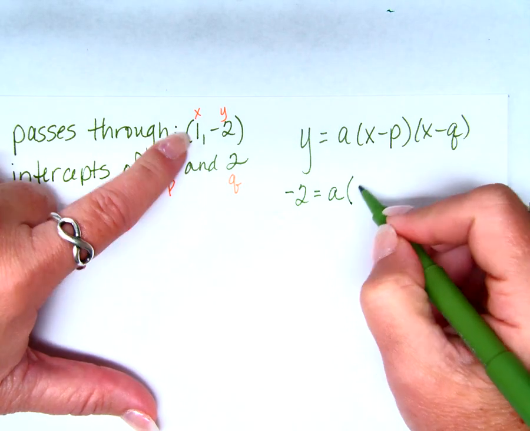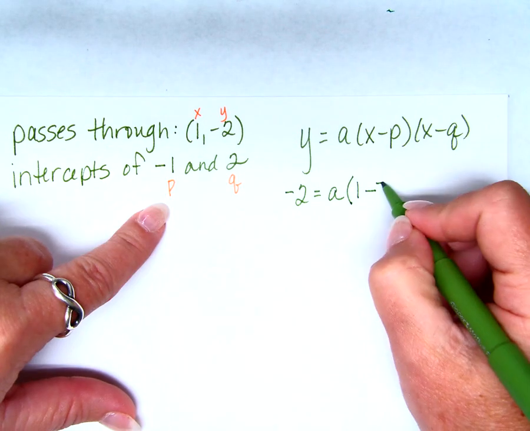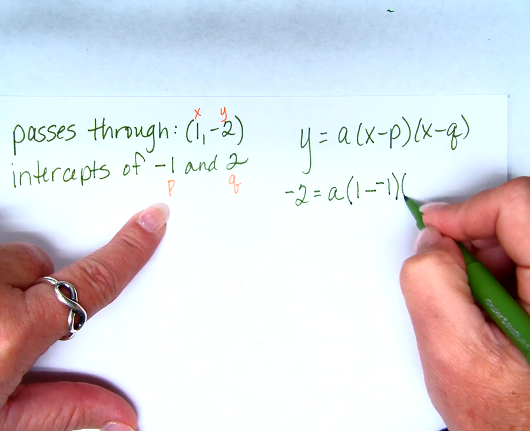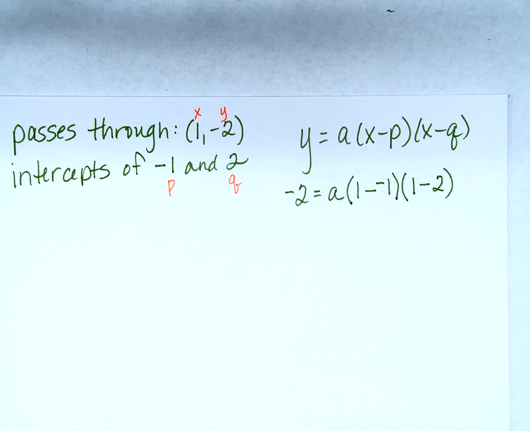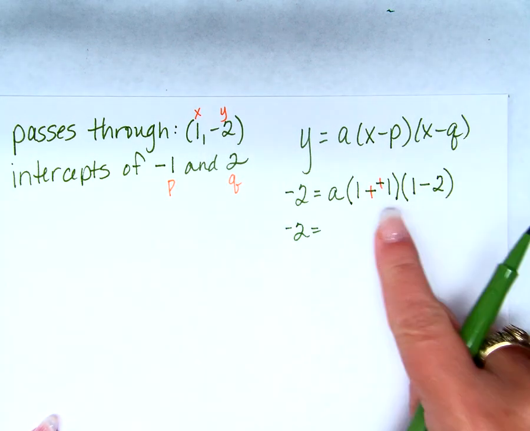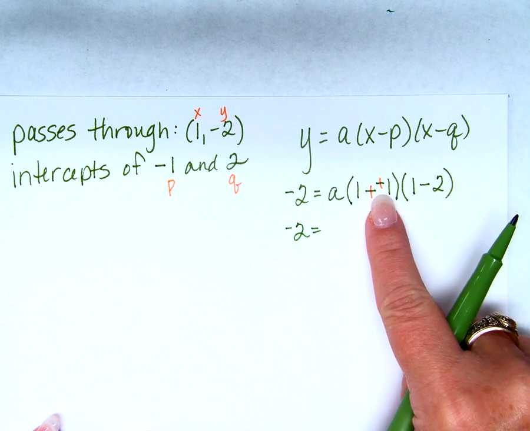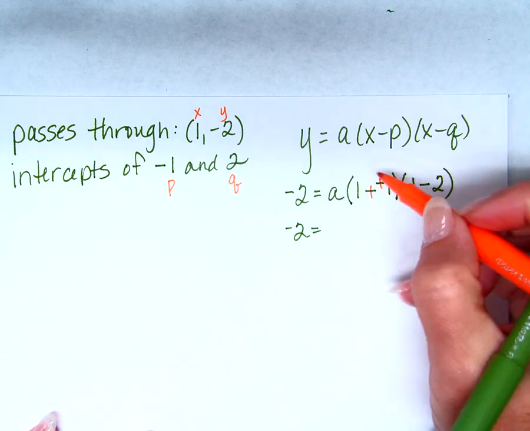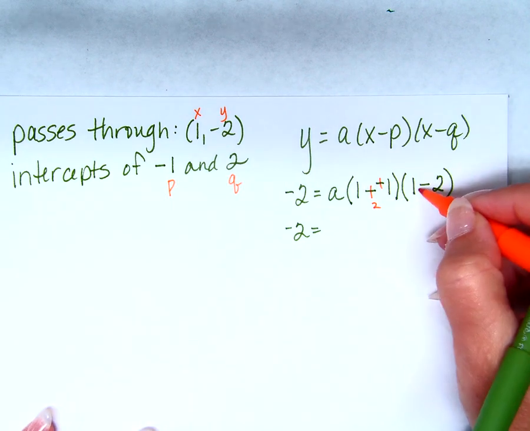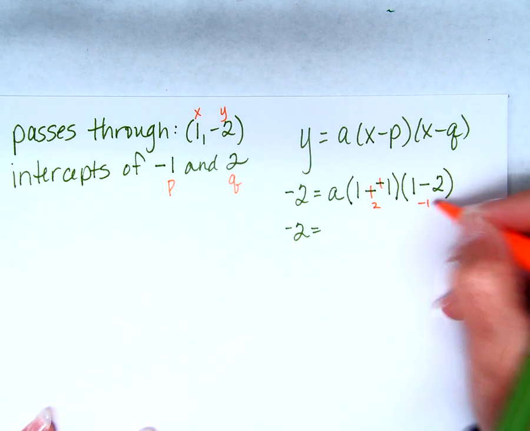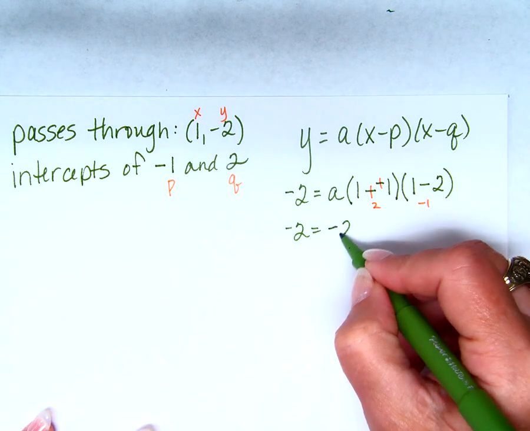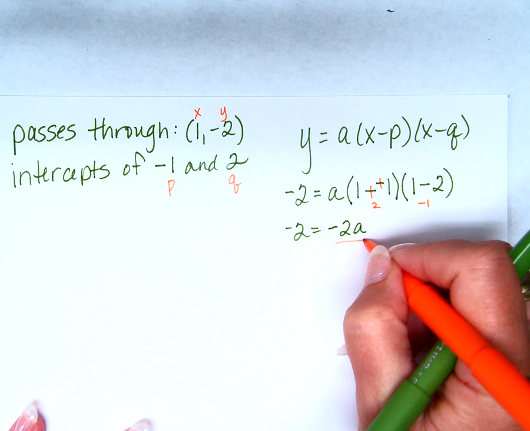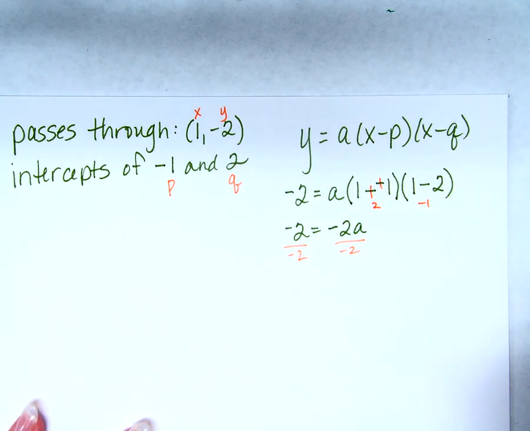X is 1 minus p, which is negative 1, plus. And then 1 minus 2. So you're right, this becomes plus. So I have negative 2 equals, let's see, 1 plus 1, 2, and 1 minus 2, negative 1. What's 2 times negative 1? Negative 2, and then times a? Negative 2a. If I divide both sides by negative 2, what's a? 1.